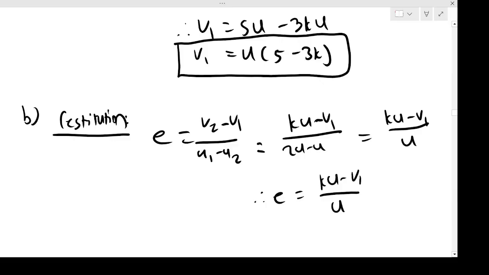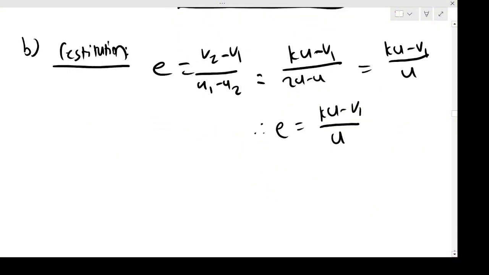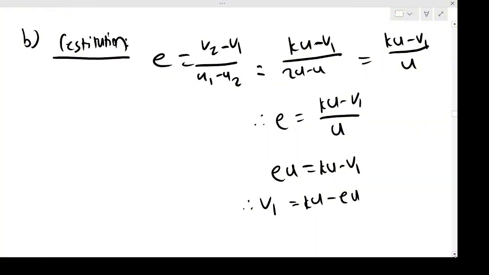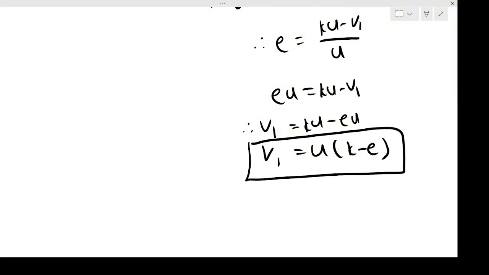Okay? Now, we don't know what e is. So what we're going to have to do here is times across and just say e lots of u is ku minus v1. And therefore v1 is going to be ku take away eu if I rearrange. And so there we are. So even more letters now, but again, weird algebra, but hope the steps are the same. So I can also factor a u out, and that'd be k minus e. And there we are. That is my expression for v1 there.